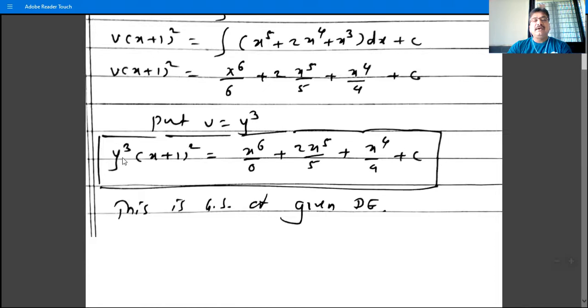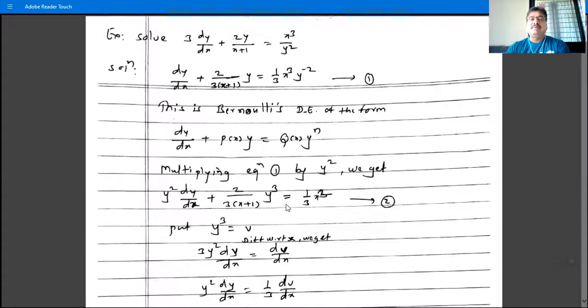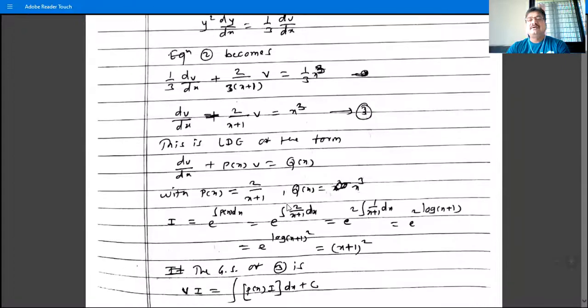And then resubstitute v as y cube. So we have y cube into (x plus 1) whole square on this side as it is, and this is the general solution of the given differential equation. So this is the problem on the Bernoulli's differential equation.